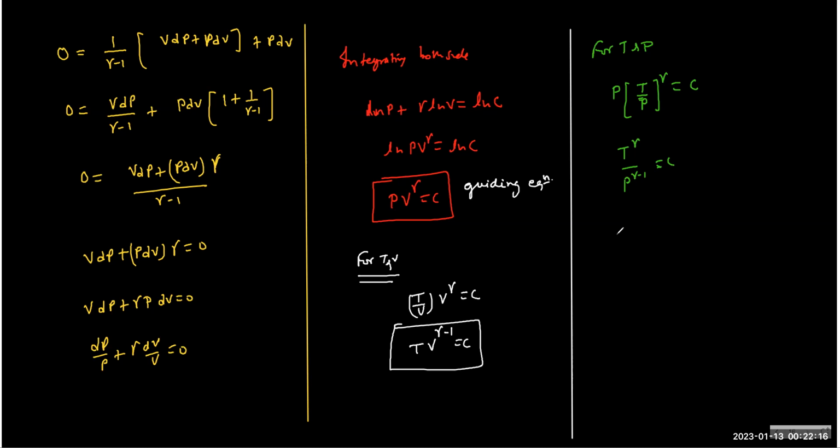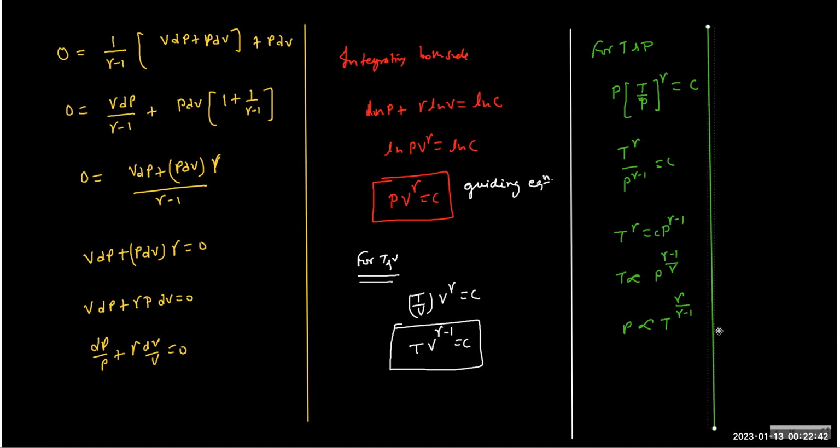So you may write, I mean, there are many ways of writing. You can write T proportional to P power gamma minus 1 by gamma, or P proportional to T power gamma by gamma minus 1. I mean, these all are ways of writing. And therefore, at last, I will write all the guiding equations.